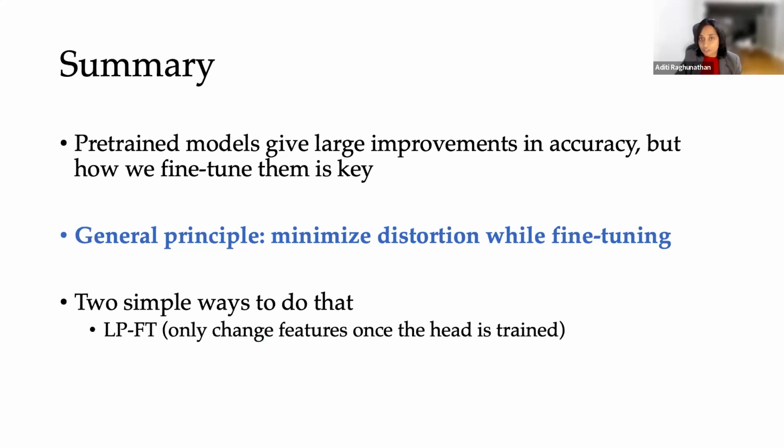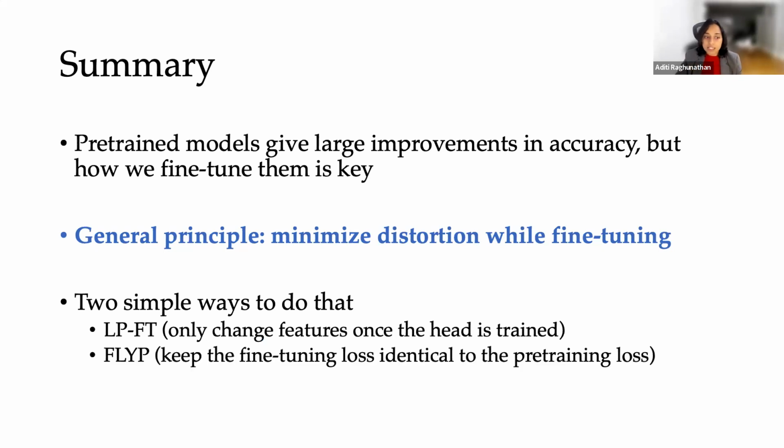One is this LP-FT method, where we first do linear probing and then do fine-tuning, with the idea that we only want to change the features once the head is optimally trained. And the other idea was changing the loss function and remembering that we're not just simply doing classification during adaptation, and there's really this pre-trained model that's the starting point. So, for example, if we just change the fine-tuning loss to look like the pre-training loss, we see a lot of gains in using zero-shot models like CLIP.